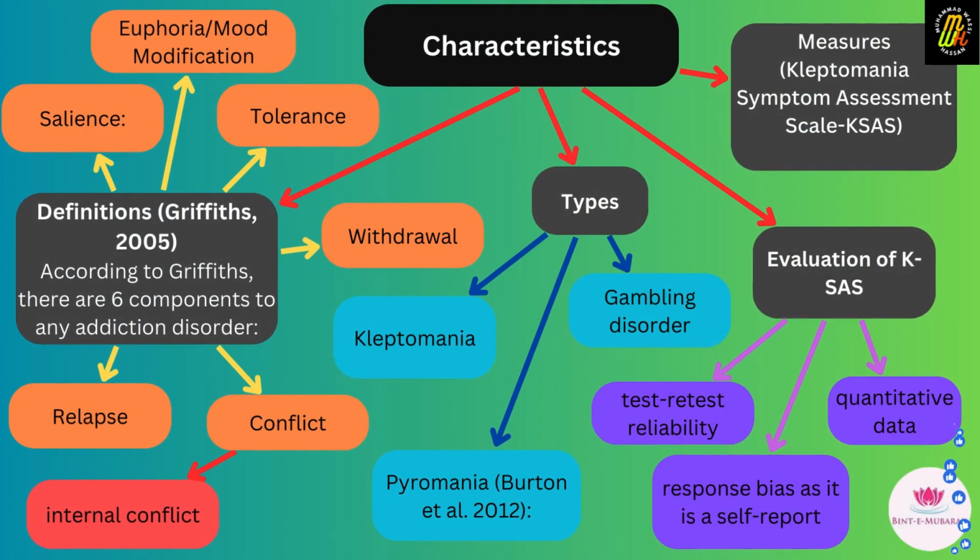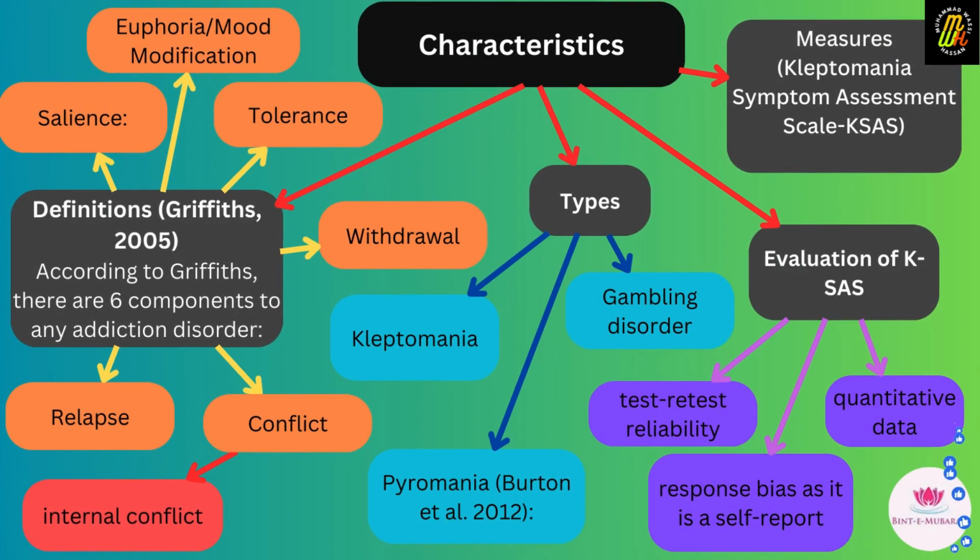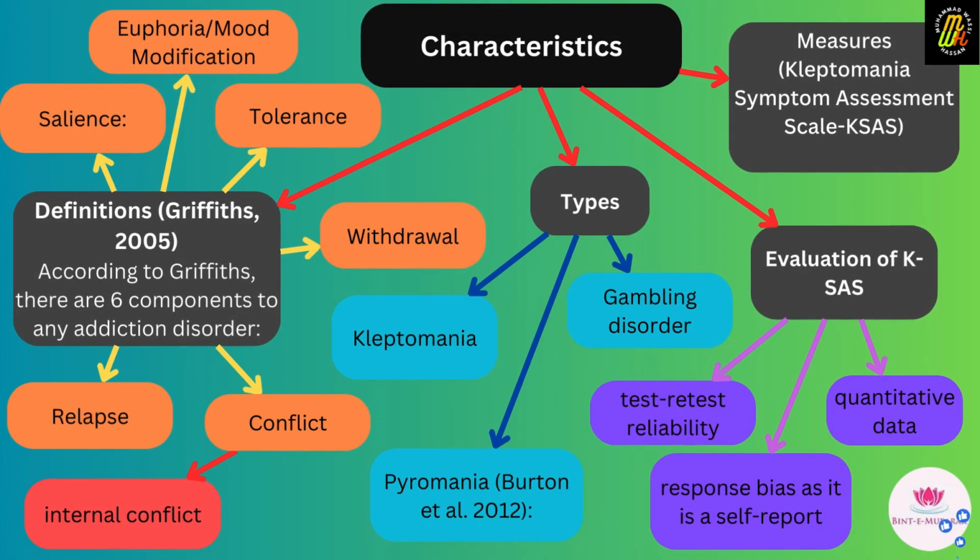Characteristics. Definitions. Griffiths 2005. According to Griffiths, there are six components to any addiction disorder: salience, euphoria or mood modification, tolerance, withdrawal, conflict, internal conflict, relapse. Types: kleptomania, pyromania, Burton et al. 2012, gambling disorder, Myers Kleptomania Symptom Assessment Scale (KSAS). Evaluation of KSAS: test-retest reliability, response bias as it is self-report, quantitative data.